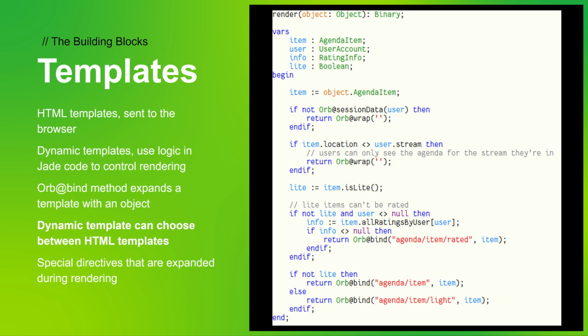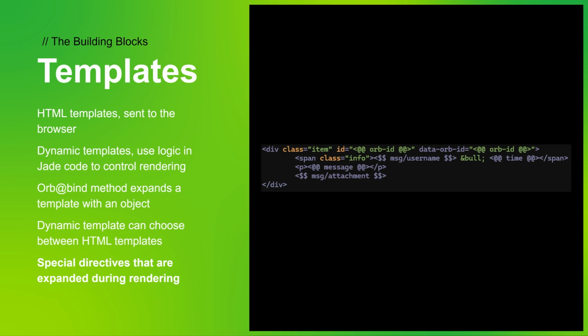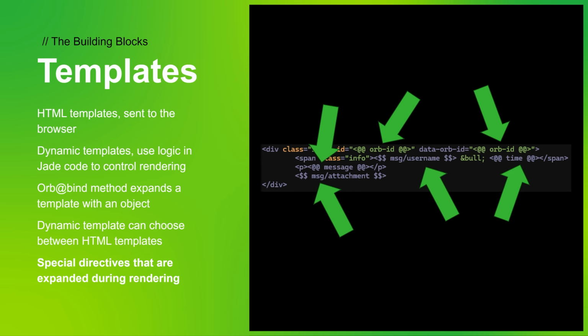One use for dynamic templates is choosing between different HTML templates to bind with. This example is choosing between 3 different bind calls based on the logic in the code. Templates don't need to be static. There are also special directives that the Orb templating engine will replace as it is rendering the HTML. For example, here is all of the special directives in this template, and we will cover what they all do.